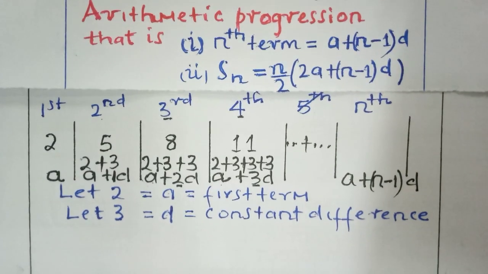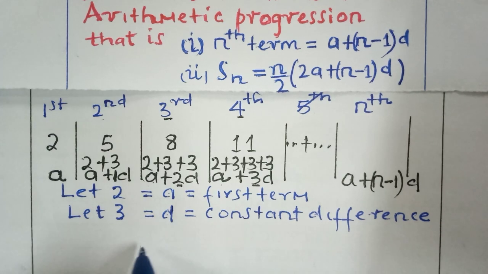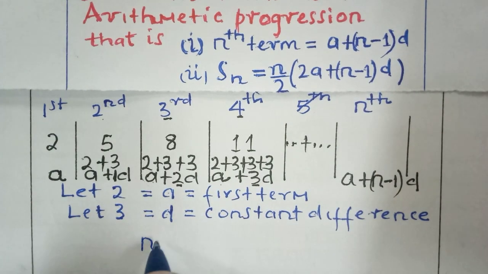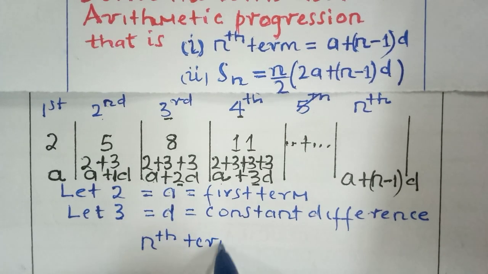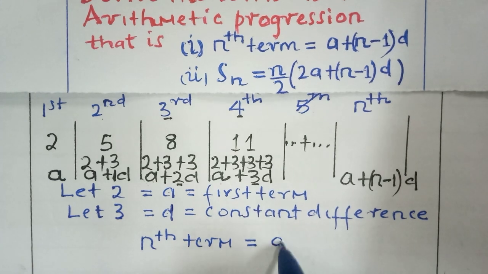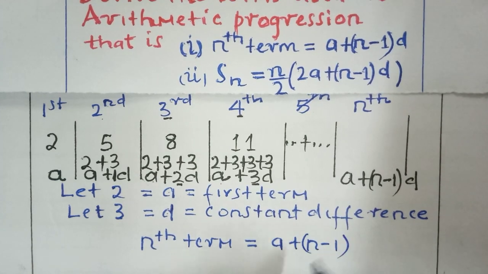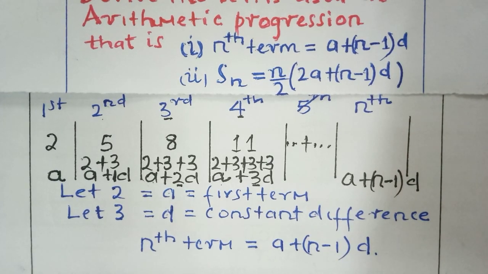And so, guys, we've been able to derive that the nth term, which is this, is supposed to be that. Nth term equals A plus n minus 1 D. So guys, we've been able to find that.